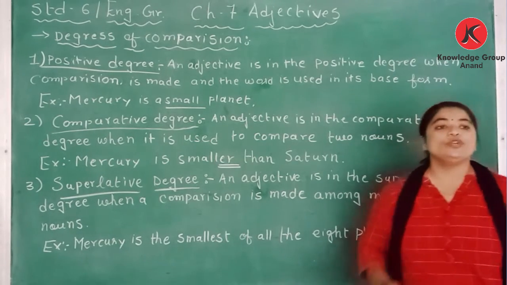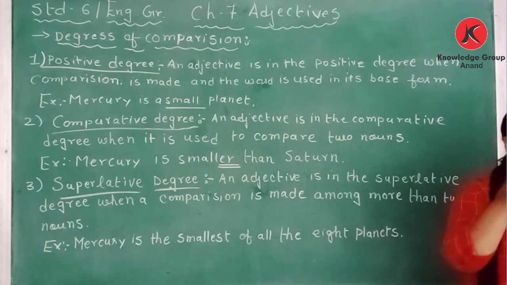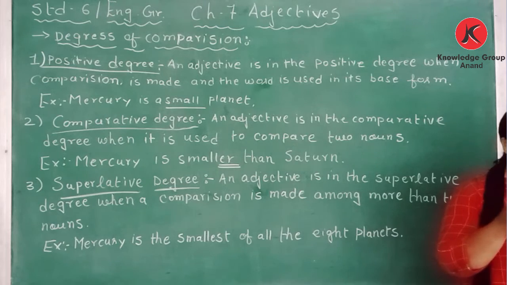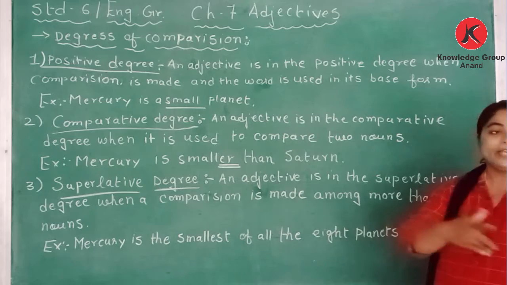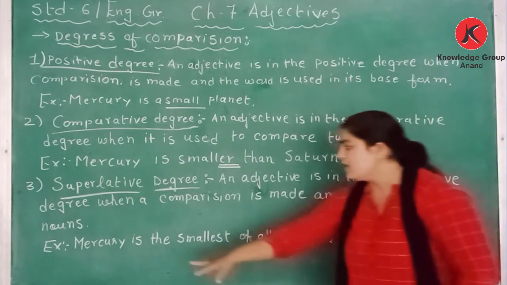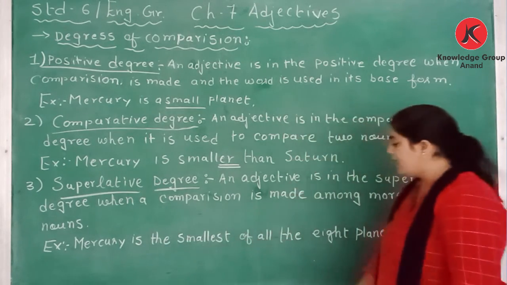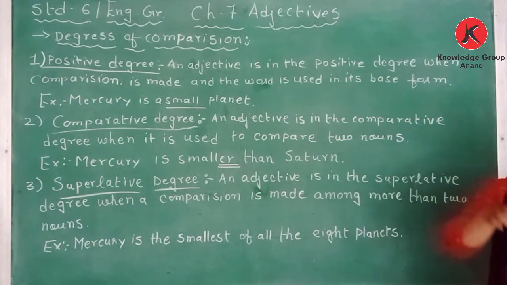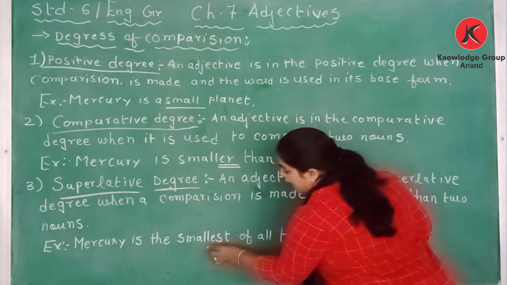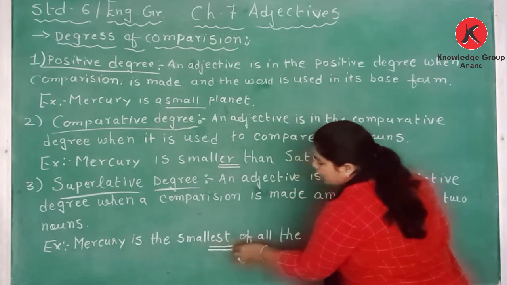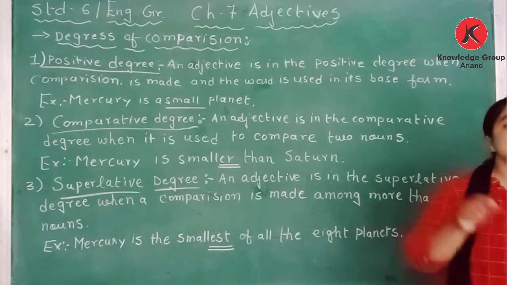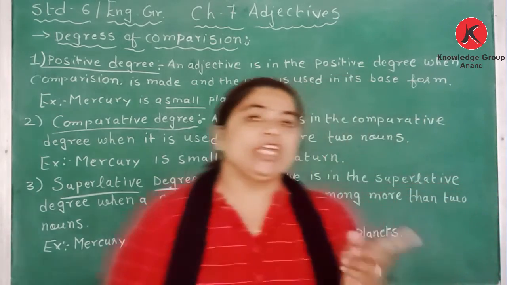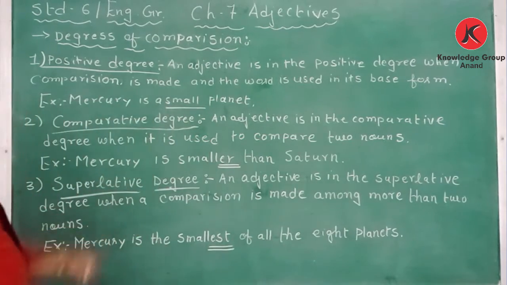Now, here we are going to make the comparison. The superlative degree we are going to use is the comparison made between all the planets, and the example is: Mercury is the smallest of all the 8 planets. Among all the 8 planets, Mercury is the smallest one. In the superlative degree, by adding EST to the base form, we make it into the superlative degree.